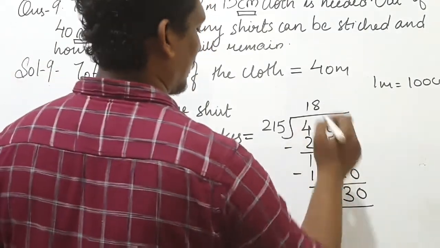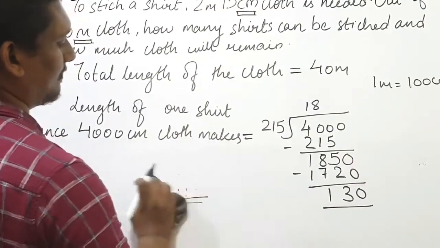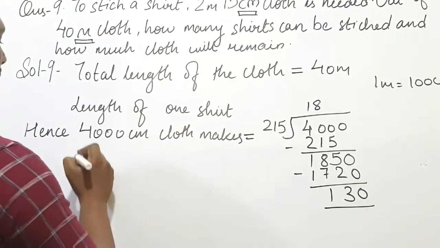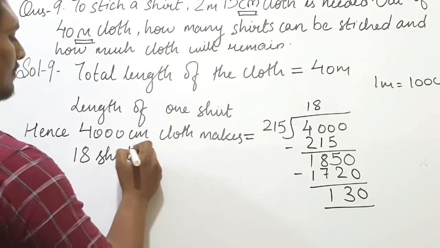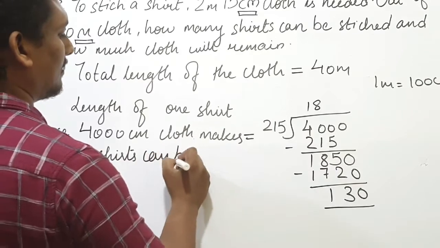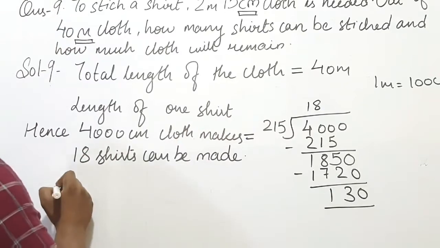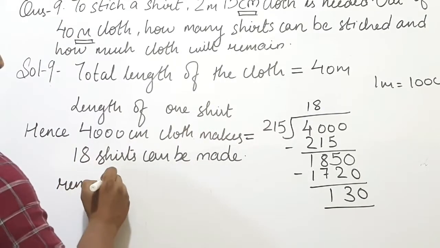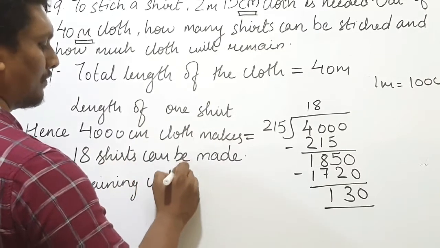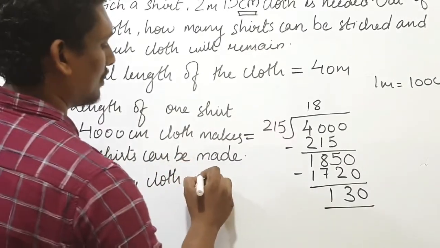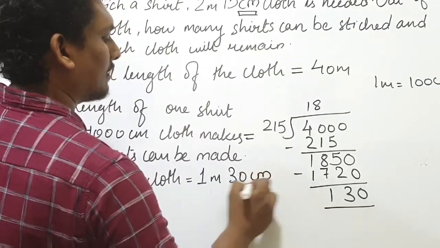So just 18 shirts can be made and remaining cloth is how much? 1 meter 30 centimeter.